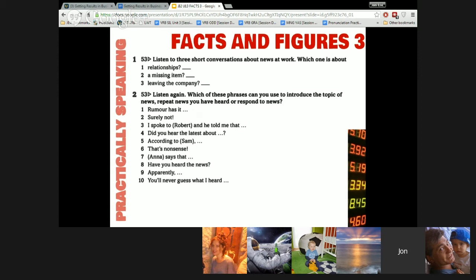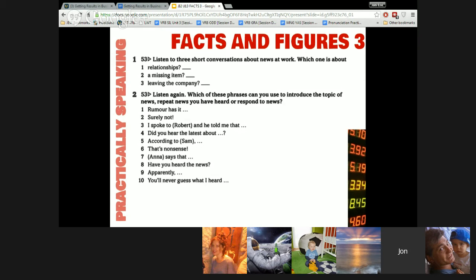One is introduce the topic of news. Exactly. Another is repeat news you have heard, and the last is respond to news. Respond or react. So is repeating the best category for Did you hear the latest about? What do you think? Maybe introduce the topic of news. Yeah, because that's the first thing you're going to say. Hey, did you hear the latest news about the blah, blah, blah. So it's introducing. Okay.